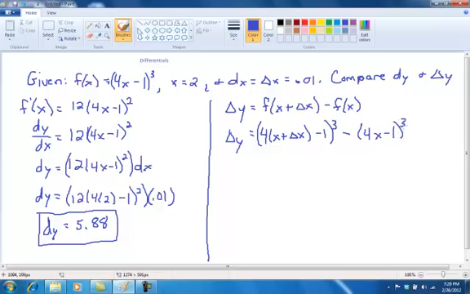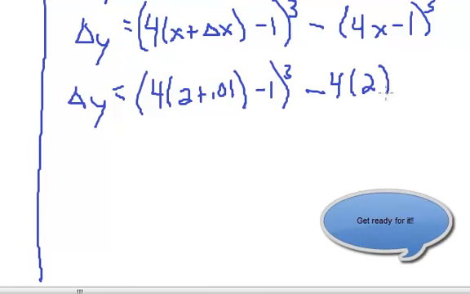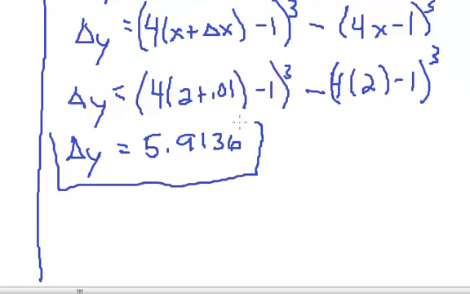Now, instead of multiplying all this out and doing all that heavy-duty lifting, you don't really need to do that. You could actually just replace the x and the delta x with these values and then calculate. It's a lot easier this way. (4 times (2 plus 0.01) minus 1) cubed minus (4 times 2 minus 1) cubed. It's calculator. You calculate. You get 5.9136, and that's your delta y.